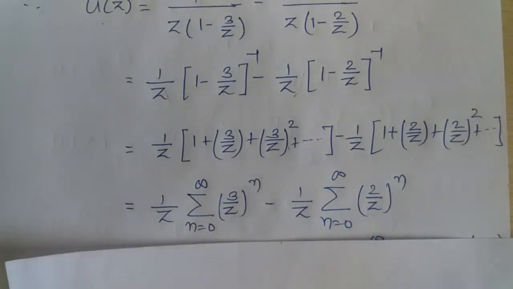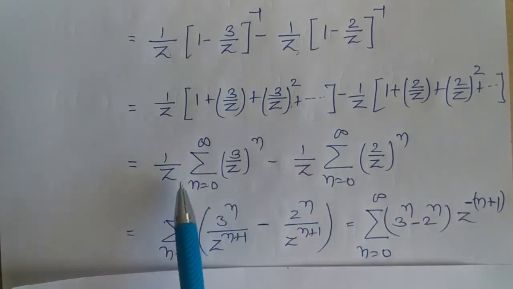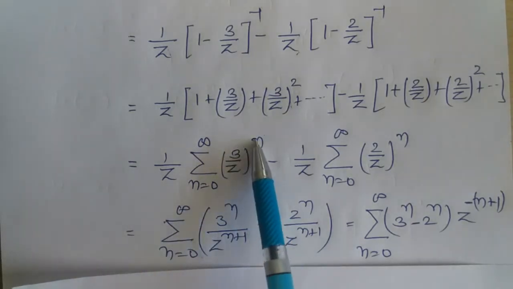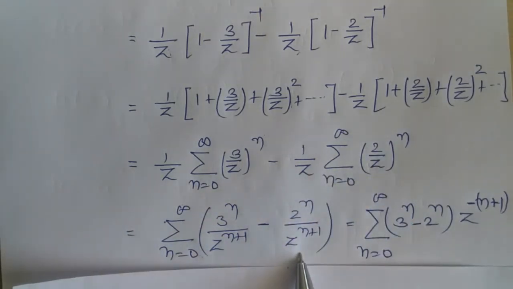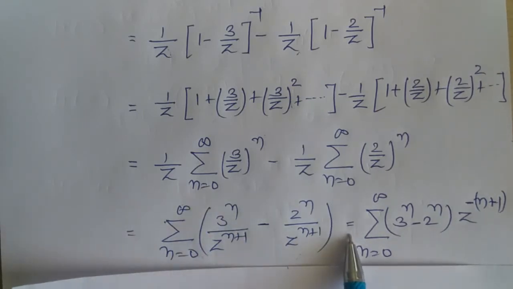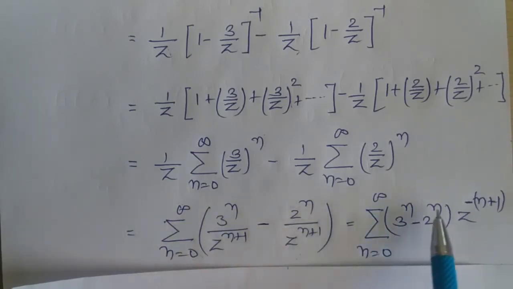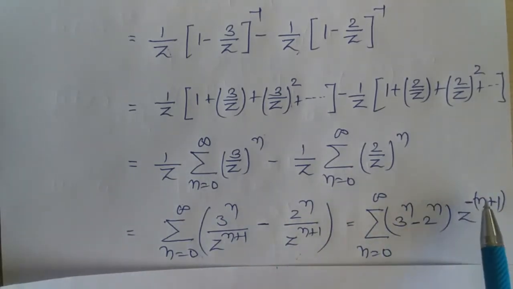So we express in form of summation, and further we write in single summation because both summations are same. So n goes from 0 to infinite. Here 3 power n upon z power n plus 1 minus here 2 power n upon z power n plus 1. Now 1 upon z power n plus 1 is common. Then we have summation n goes from 0 to infinite 3 power n minus 2 power n into z power, in numerator we get minus n plus 1. And as we know, un is coefficient of z power minus n.